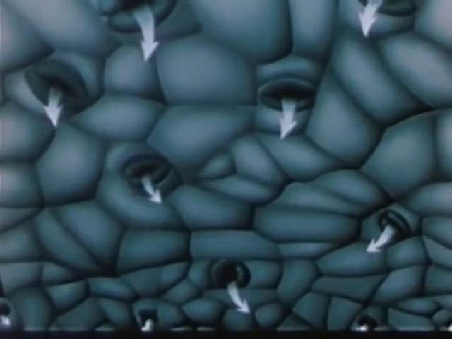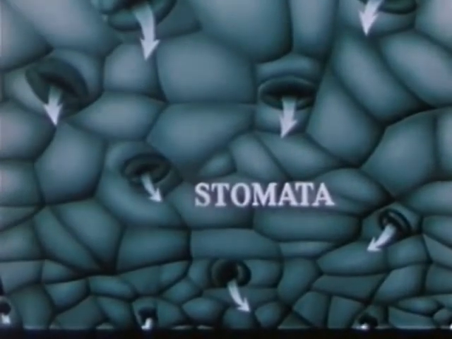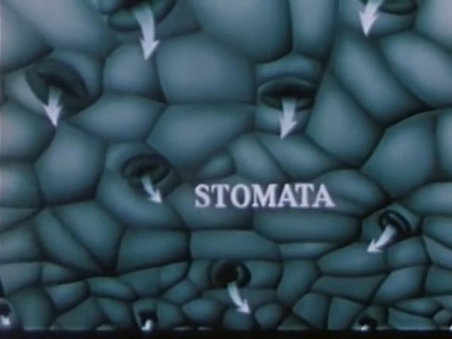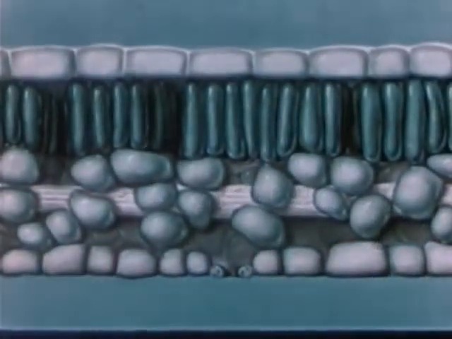A greatly enlarged view of the leaf's underside reveals part of its intricate structure. Here among the epidermal cells are minute openings, or pores, called stomata. There are thousands of these stomata in 1 square inch of leaf surface. Now let's look inside the leaf.